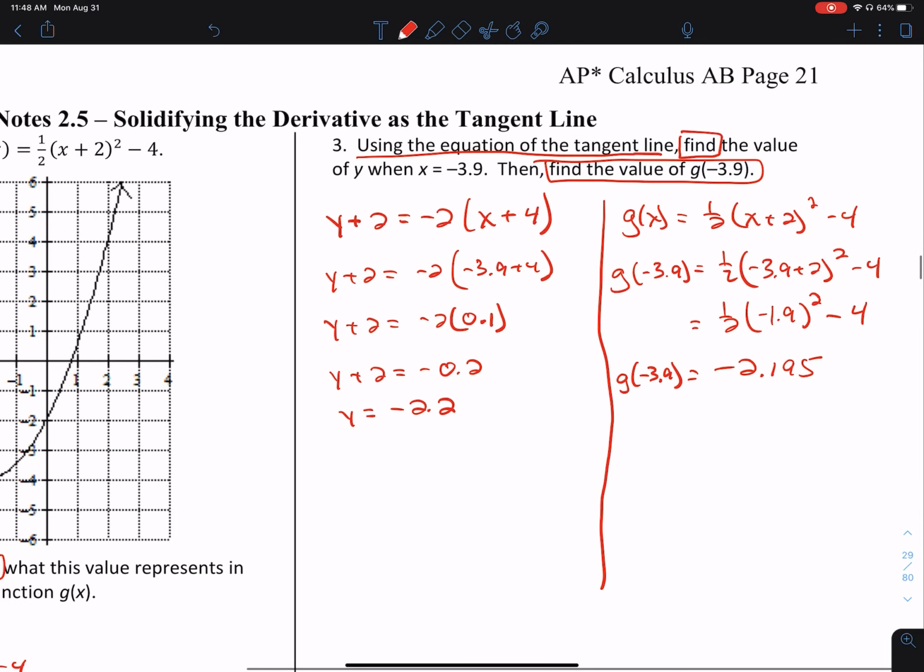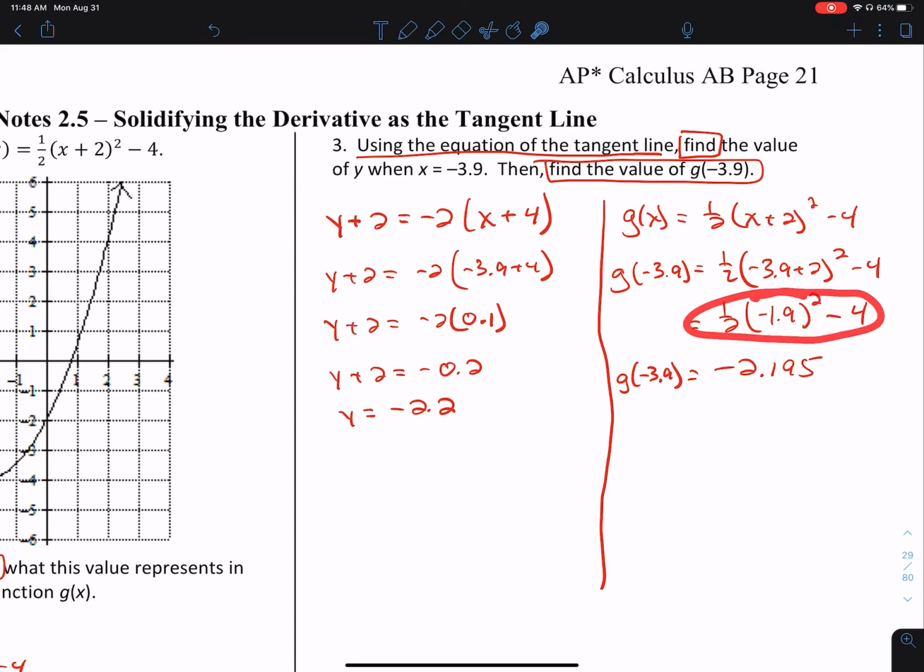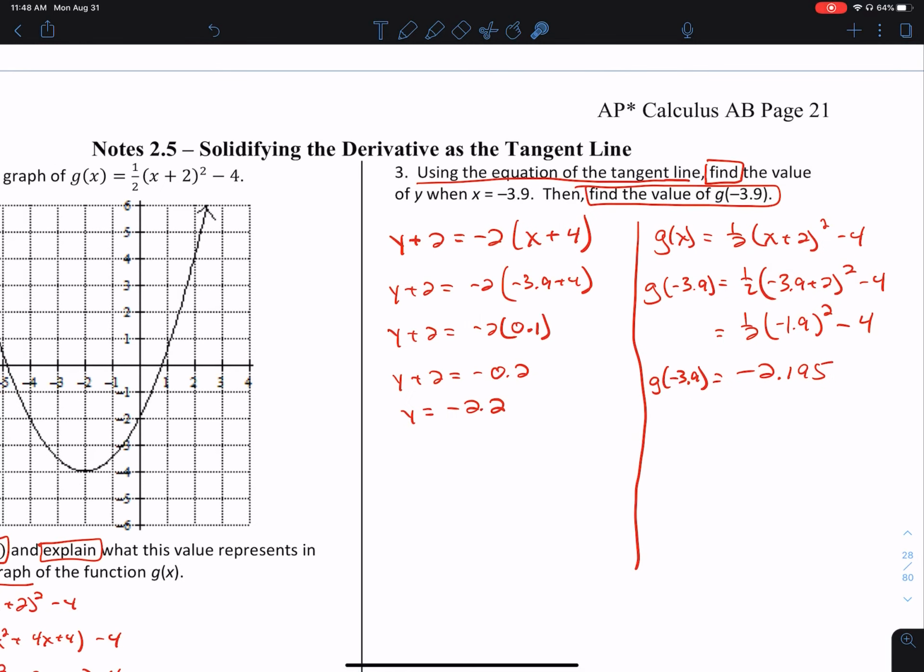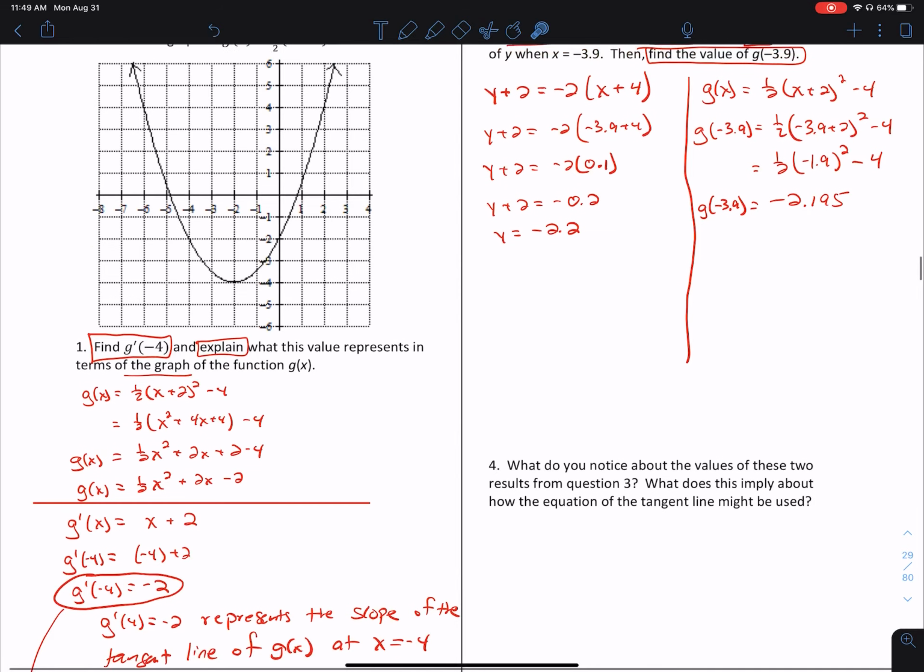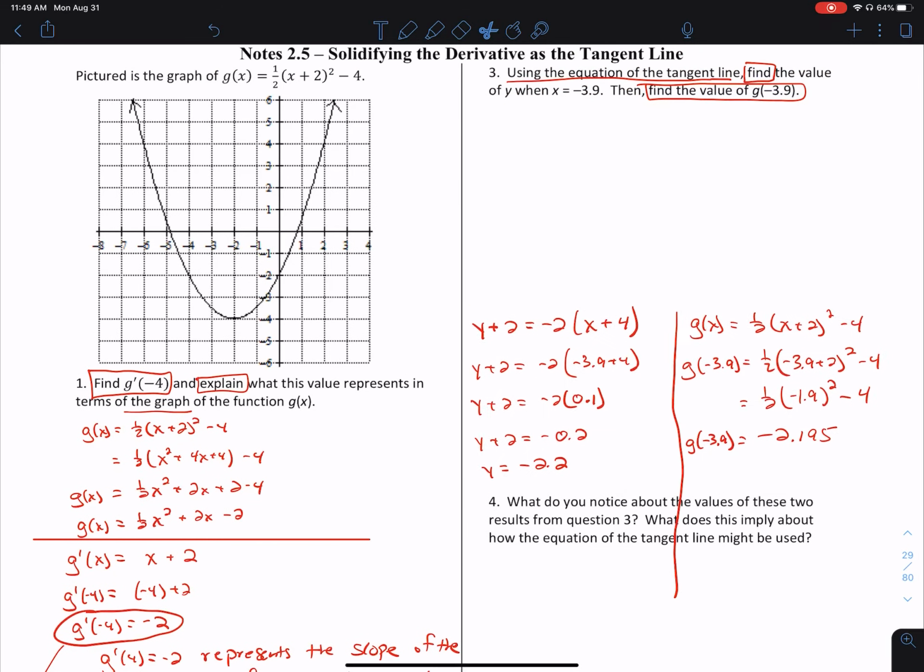I'd like to point something out. These are calculations that we could do pretty easily with our brain. This calculation here starts to get pretty cumbersome with your brain. We'll come back to this in a moment. We've answered the two questions. This is the tangent line evaluated at negative 3.9, and this is the function evaluated at negative 3.9. I'm just going to pull these down a little bit so I can see these when I answer this next question.